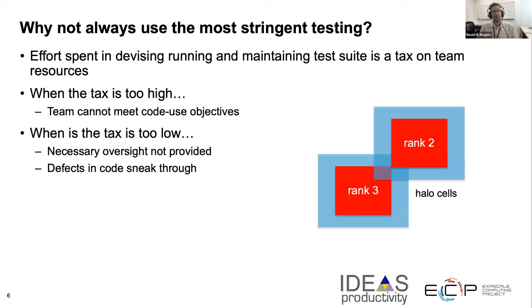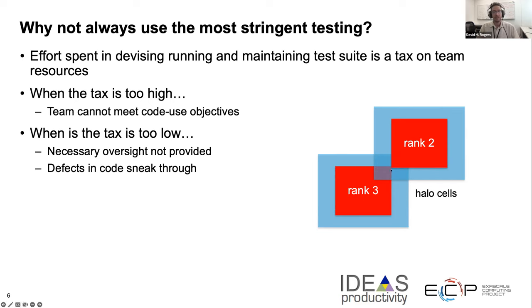Okay, so I'm going to go through this example here on why not the most stringent testing. In this example, we're looking at testing whether or not a Halo exchange is working between two MPI ranks that have a set of information that's in red, that's their local domain, and the blue are the Halo cells that are needed to do a local computation. If we don't test the Halo exchange is working, then there's no way to know when the assumption that the Halo exchange is working is breaking down.